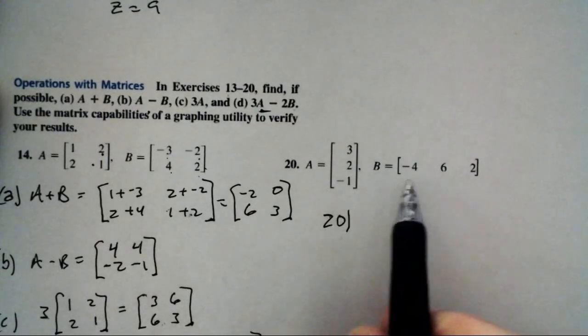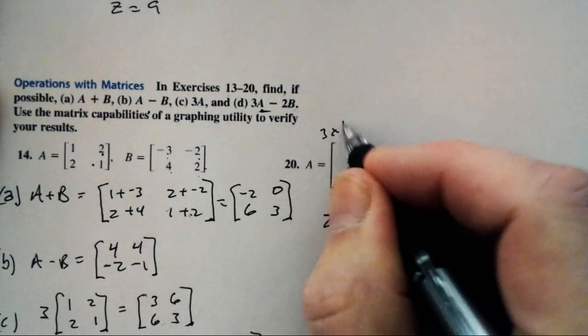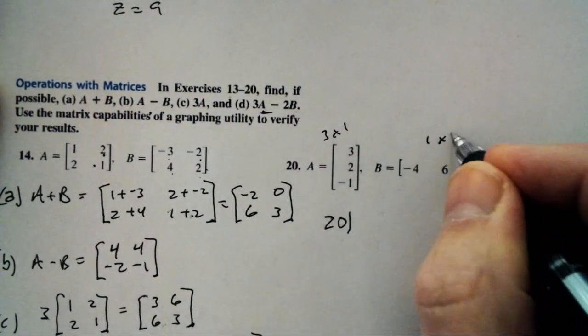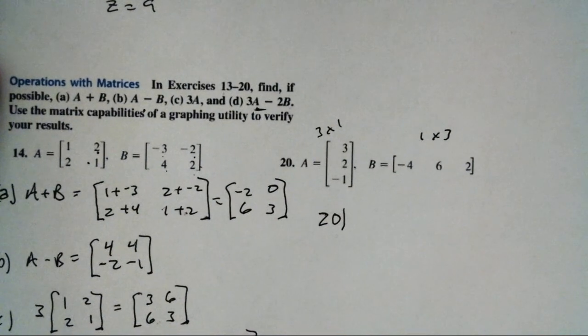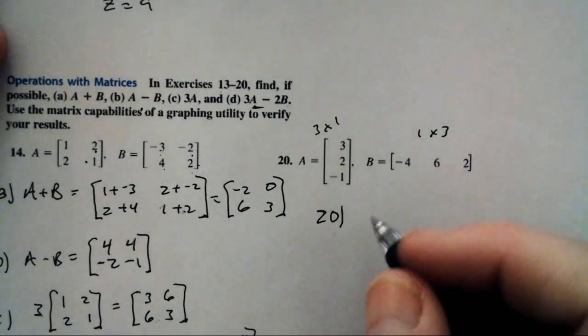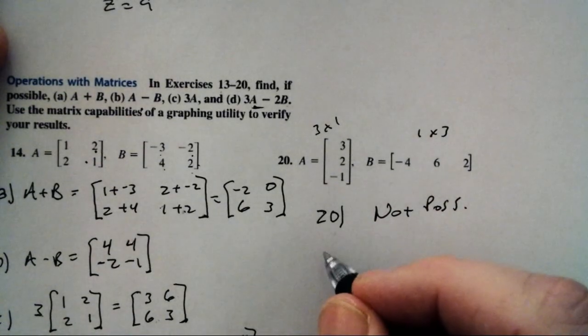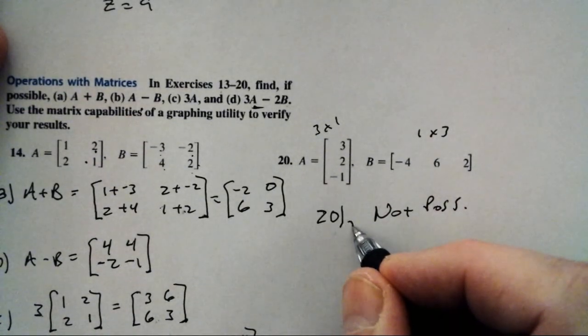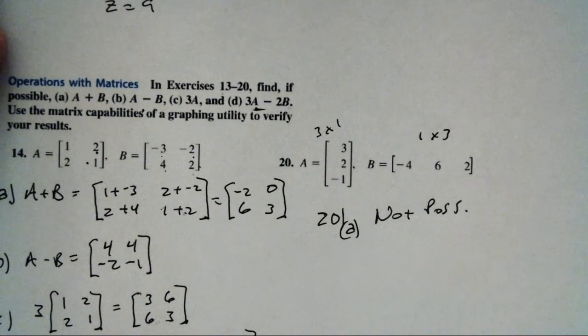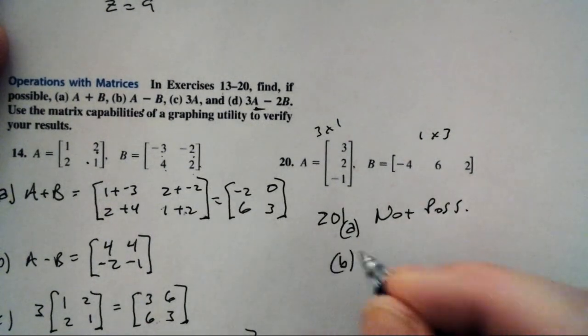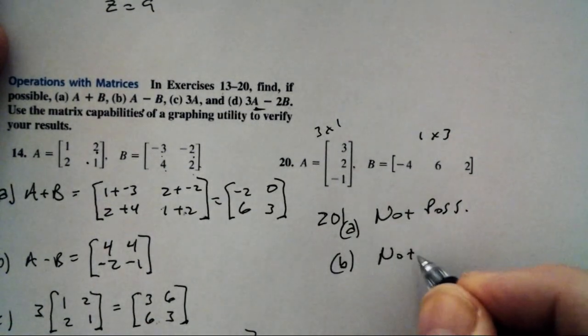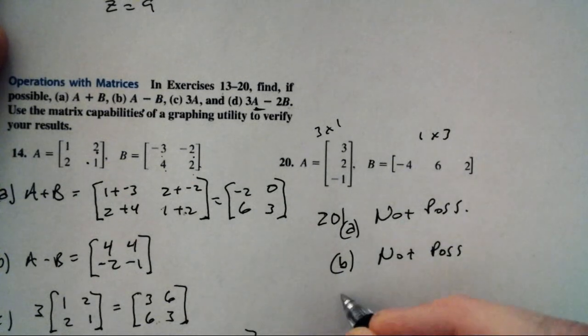We cannot add this. This is a 3 by 1, 3 rows, 1 column. This is a 1 by 3. They are not of the same order. We cannot add those, so not possible. I don't know why I put 20 there, not A. A, we're supposed to find A plus B. B, we're supposed to subtract them, not of the same order, not possible.